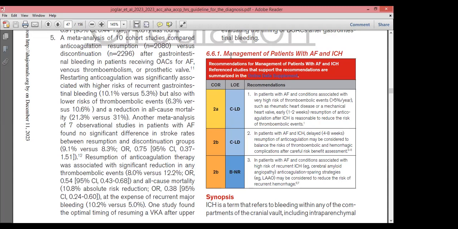Then another class 2B recommendation is that in patients with AF and conditions associated with high rates of recurrent intracranial bleed, like people that have amyloid angiopathy, anticoagulation-sparing therapy such as percutaneous left atrial appendage occlusion may be considered to reduce the risk of recurrent hemorrhage. So this is a class 2B. Patients who have AF and high risks of intracranial bleed, people that have amyloid angiopathy, you can actually consider sparing them of anticoagulants and then consider a percutaneous occlusion of the left atrial appendage. That is a class 2B.